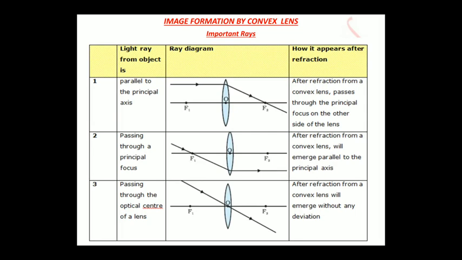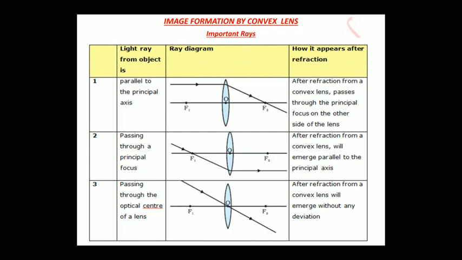So for image formation, as we have done in the case of mirrors also, first of all we'll take some important rays. The rays which we select, we know the path of those rays after getting refraction. So let us see what the rays are. The first ray, as you can see in the ray diagram, falls on the lens parallel to the principal axis. After getting refracted from the lens, as the definition is, it passes through the principal focus on the other side of the lens.